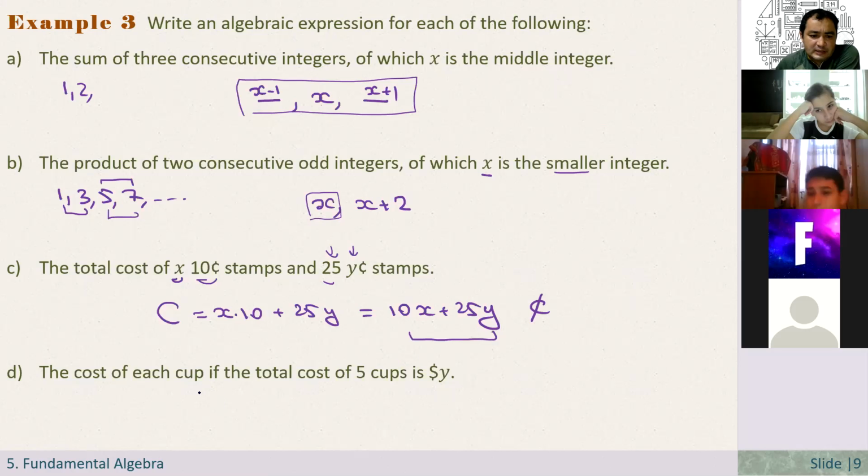And how about question D? The cost of each cup if the total cost of 5 cups is y dollars, right? If you are paying y dollars for 5 cups, it asks for the cost of 1 cup. So 1 cup costs how much? It is y over 5, right? Because for 5 cups, you are paying y dollars. To find 1, we should just divide the total cost by the number of items.